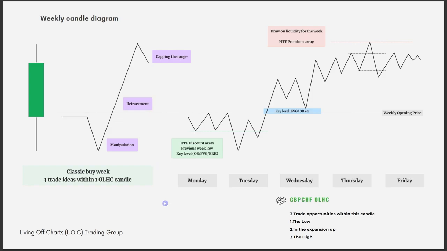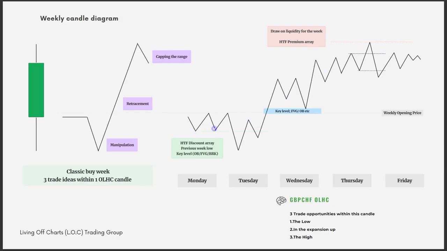Now, because we are using a weekly candle, we can use Monday, Tuesday, Wednesday, Thursday, and Friday as our time perspective. Same thing with a daily candle, right? You have the Asia session, London session, New York session, etc. You can do the same for a weekly candle. So the draw on liquidity for the week was that higher time frame premium array, that monthly fair value gap.